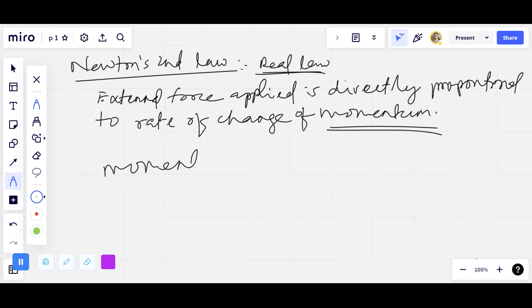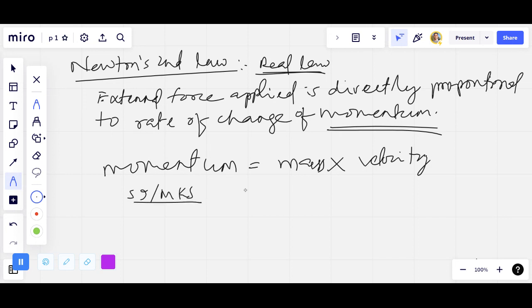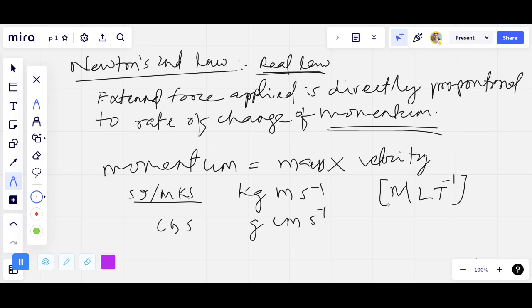Momentum is nothing but the product of mass and velocity of a body. Its unit in the SI or MKS system is kg meter per second, whereas in the CGS system it is gram centimeter per second. The dimensional formula of momentum is M L T inverse, that is M1 L1 T-1. And momentum is a vector quantity.